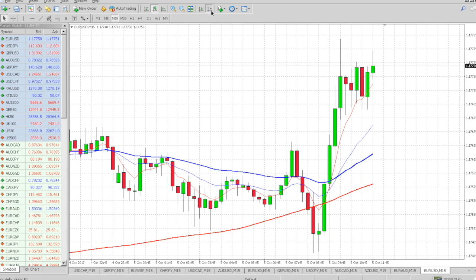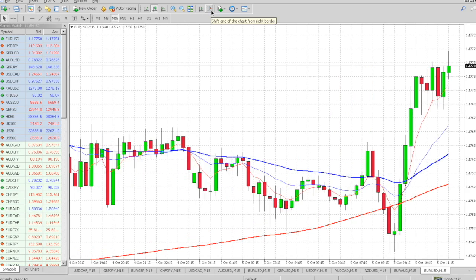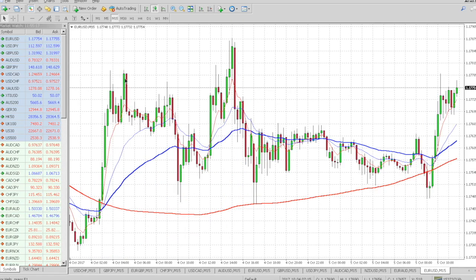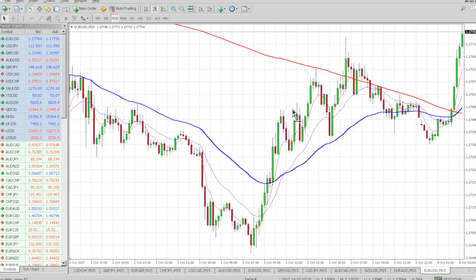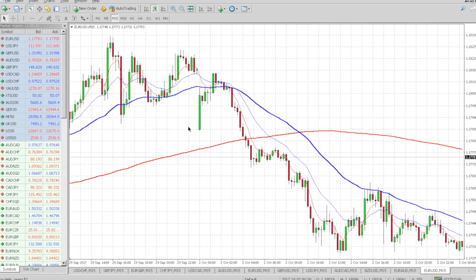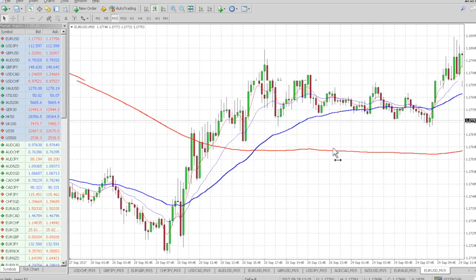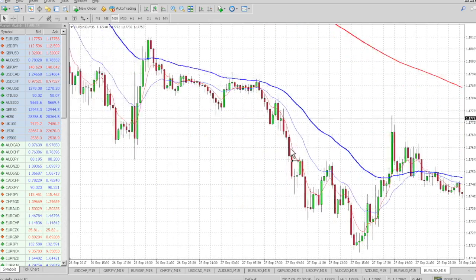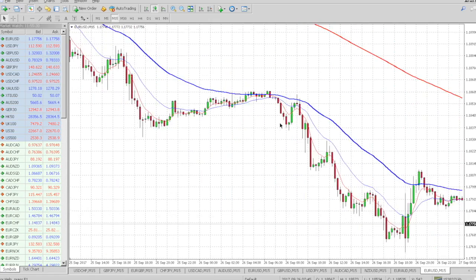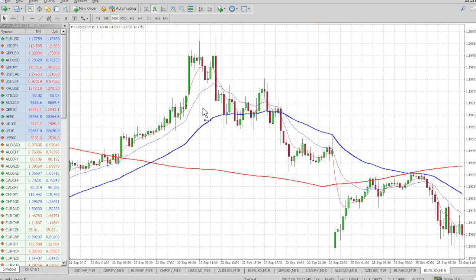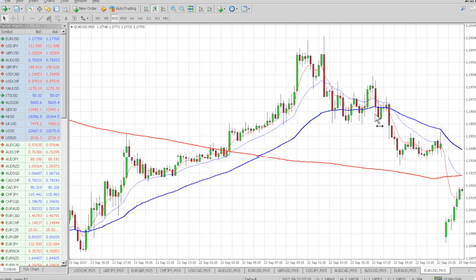Now another thing that you could look at would be the line drawing. Okay, so for example, let me just zoom out. Now if you like to draw lines, for example, some support or resistance levels, you could. Now I don't really use support and resistance that much in my Forex strategy. I do at times, but not always. But if you want to, you could.